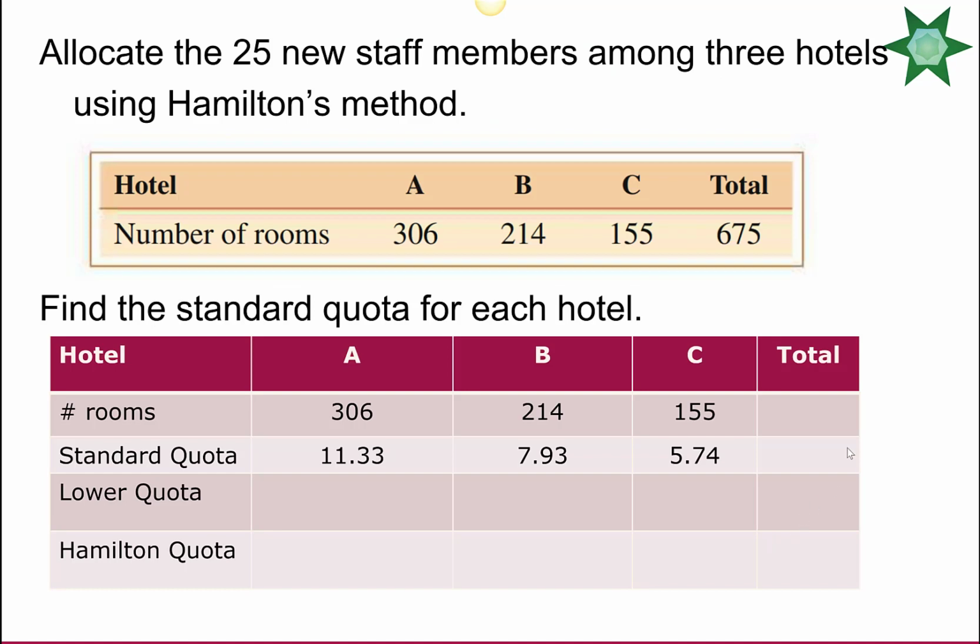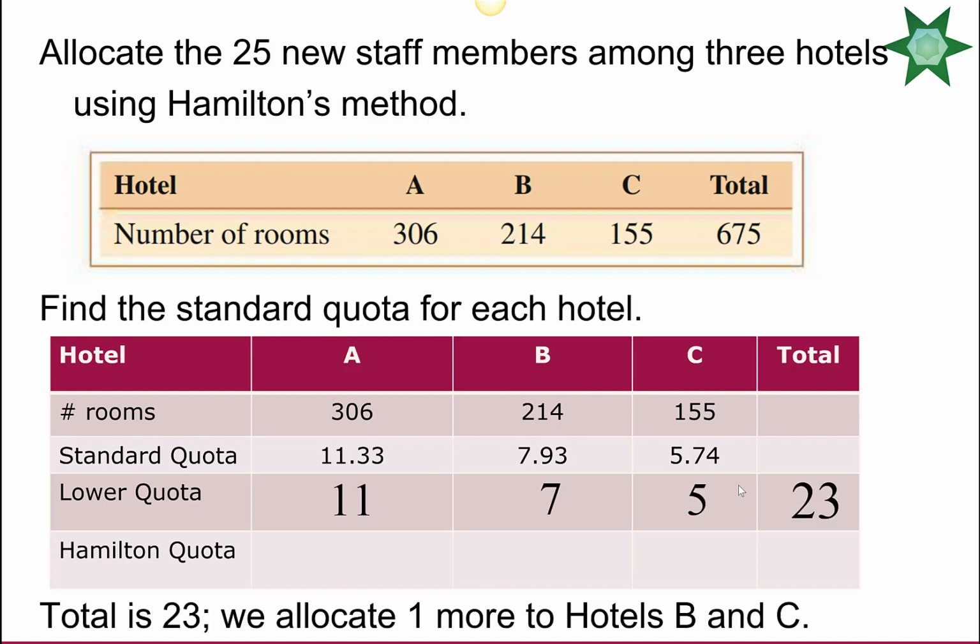Now we're going to go back to the hotel example. We had our lower quotas here. We're going to round down. So we get 11, 7, 5, and we add those up, we get 23. So we've got 2 more staff members to allocate, and we're going to allocate those to B and C because they have the largest fractional portions. So B is going to get 8, C is going to get 6, and now we've allocated all 25 staff members.